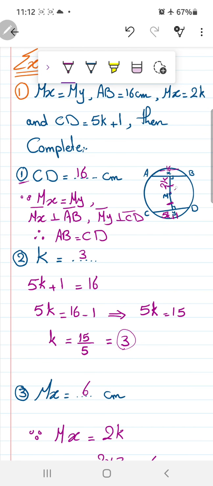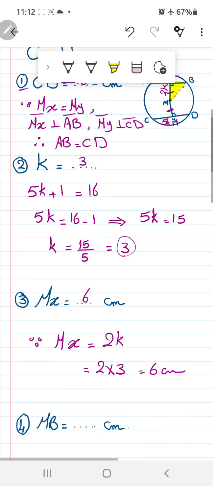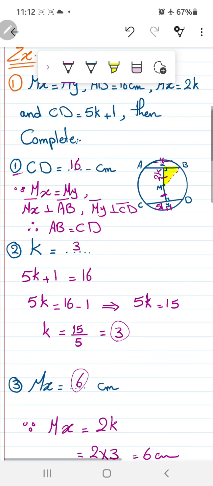Here we have MB. So join M with B. We have a triangle here, we shaded the triangle MXB. We have the length of MX, which is 6 centimeters. And we know XB. How? We said in lesson 1, MX is passing through the center of the circle and MX is perpendicular to AB. So MX bisects AB. It means XB equals XA.